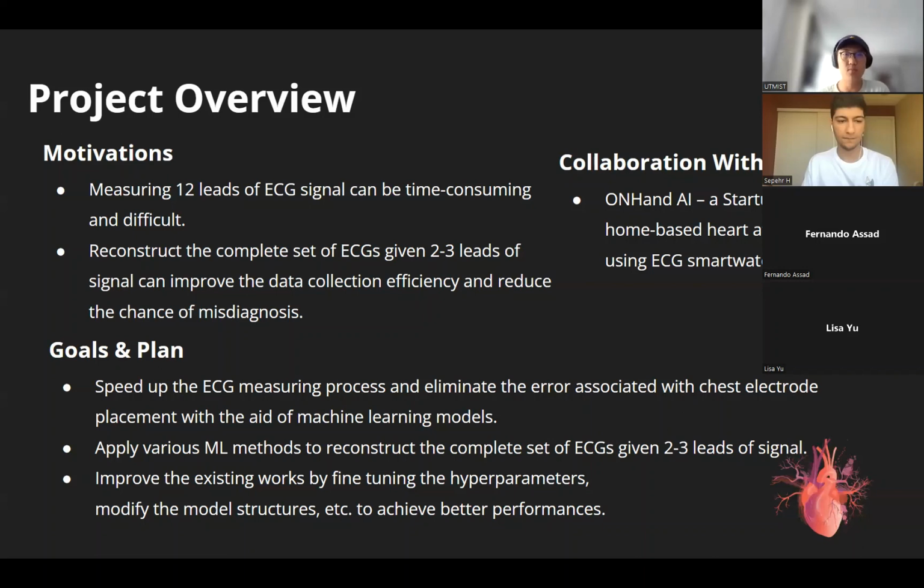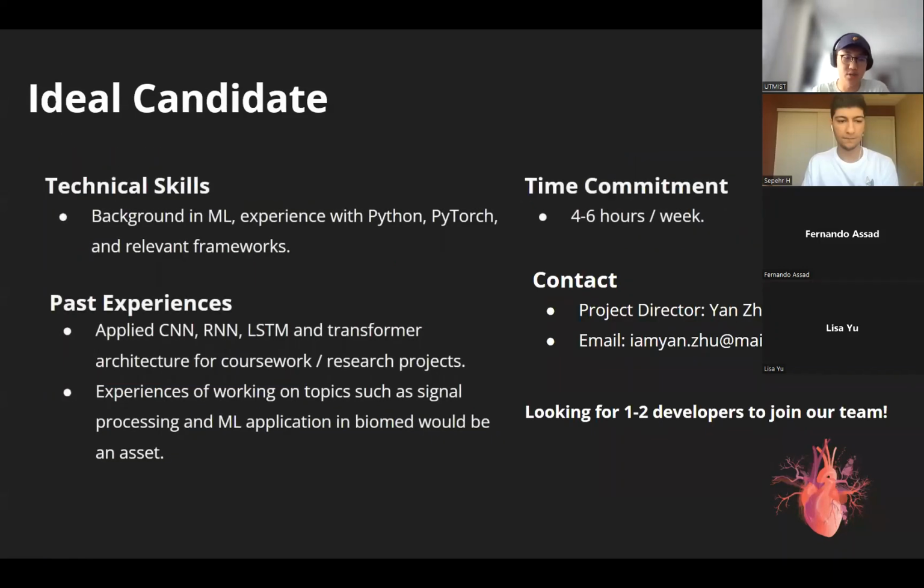So we are looking for people with experience in using tools like PyTorch, TensorFlow, Pandas, NumPy, but essentially anyone that's enthusiastic about machine learning is welcome to join. And also one thing to note is this project will be collaborating with On-Hand AI for testing your models on a private data set that is much more accurate and much more relevant to the industry standards. But yeah, this project is looking for 1 to 2 developers, and I bet Yan is looking greatly forward to seeing you guys join the project.